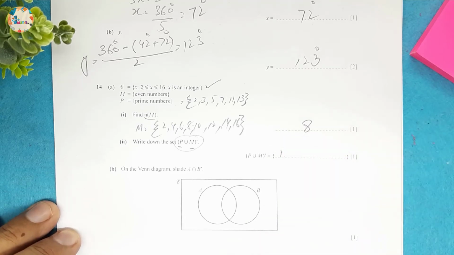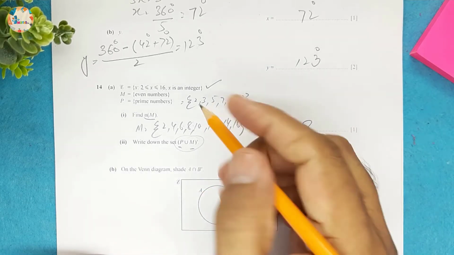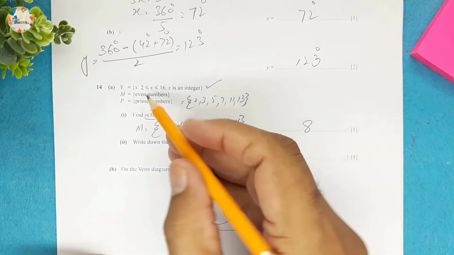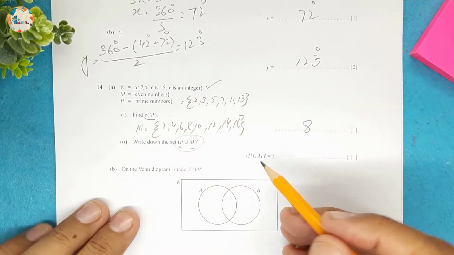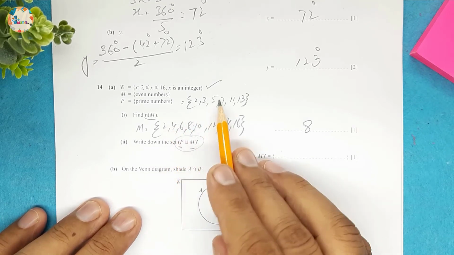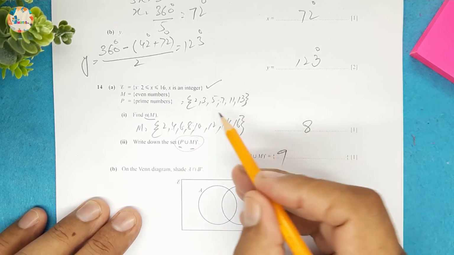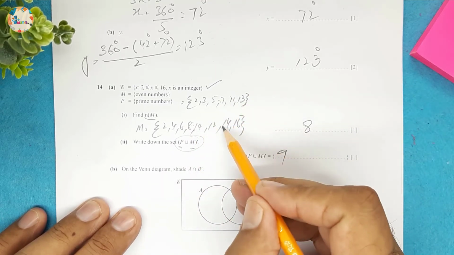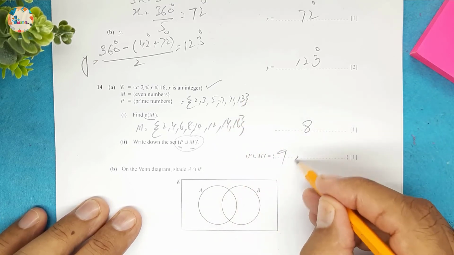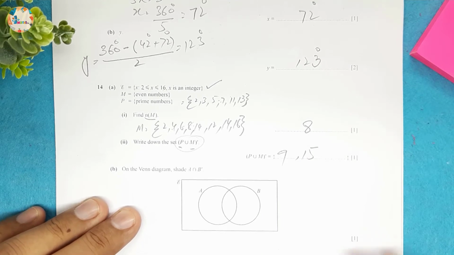So for P union M complement, 1 we cannot take because 1 is not in the universal set. The universal set continues from 2 to 16. So starting from 2, 2 is in this one, we cannot take, 3 is in this, 4, 5, 6, 7, 8, 9 is not there, so 9 we can take, 10, 11, 12, 13, 14, 15 is not there, so 15 also we can take. So 9 and 15 are the only numbers which we can take.